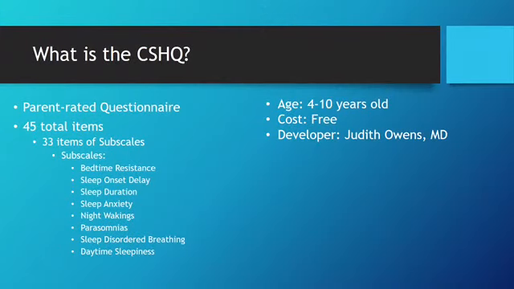The Children's Sleep Habit Questionnaire, also known as the CSHQ, is made up of 45 items. 33 of the items are part of 8 subscales. Those subscales include bedtime resistance, sleep onset delay, sleep duration, sleep anxiety, night wakings, parasomnias, sleep disordered breathing, and daytime sleepiness. The questionnaire is parent-answered, parent-rated, and it's available online for free. The developer of the test was Judith Owens, medical doctor. The age limit typically runs from 4 to 10 years old.